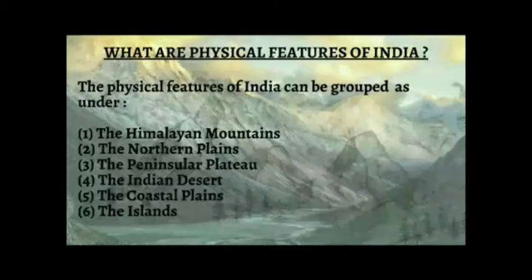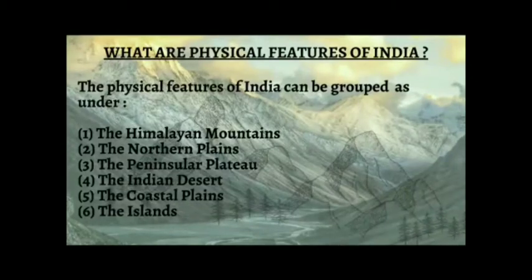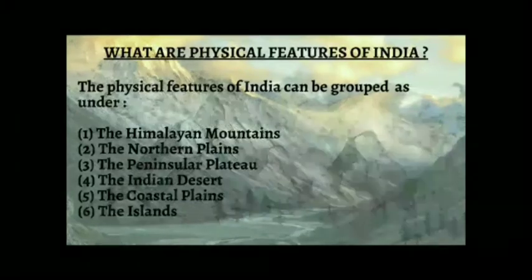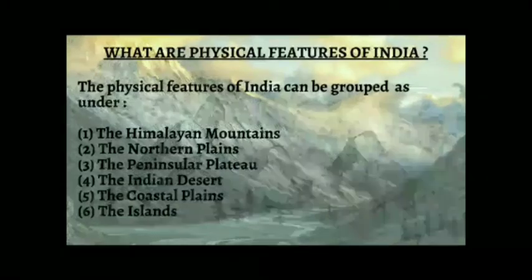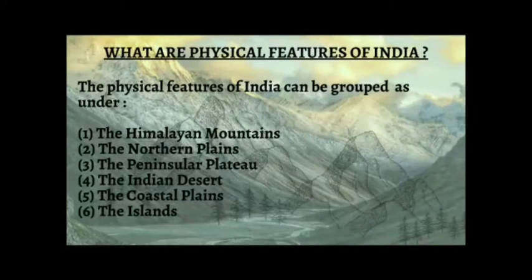Now, what are these 6 physical features of India? The Himalayan mountains is the first one we can see in the north of India. Then the second is northern plains, just below the Himalayan mountains. Then the third is peninsular plateau. All the southern part of India is peninsular plateau. Then the Indian desert is towards the west of India. The coastal plains are towards the coastline of India. And the islands are in the Arabian Sea and the Bay of Bengal.